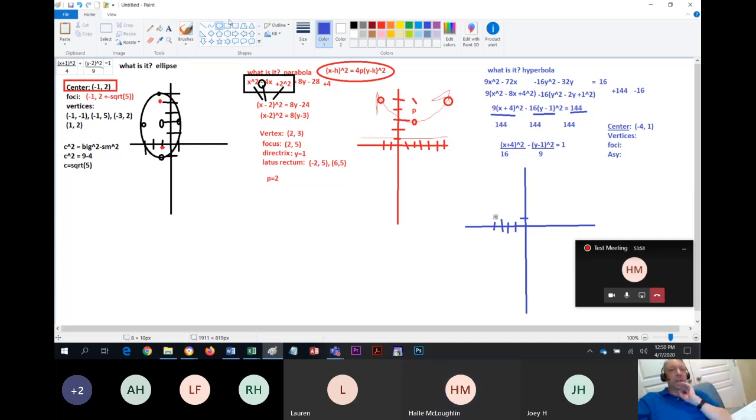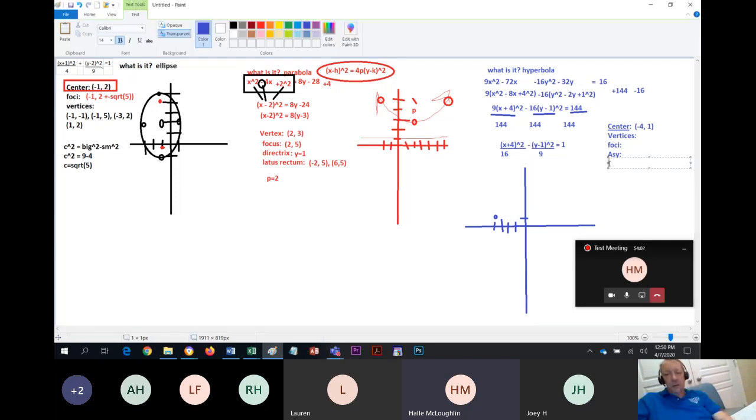Maybe I should talk about the transverse axis too. What's your transverse axis? It's going to be on the x-axis because that comes first. Yes. And it's going left and right, parallel to the x-axis. That's exactly right. So we're going to be going left and right.